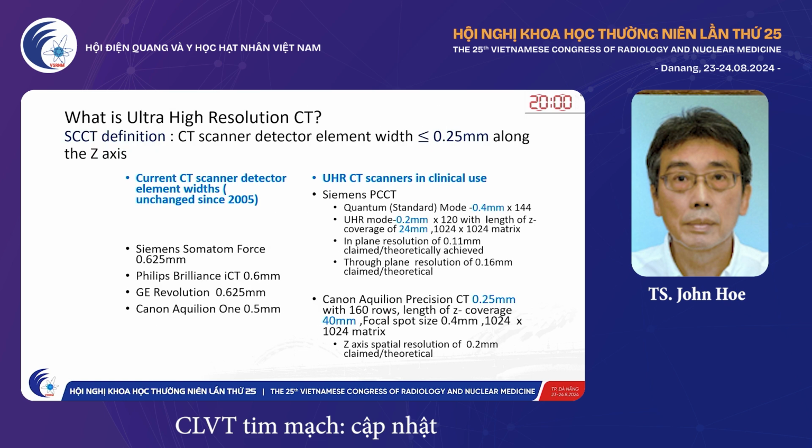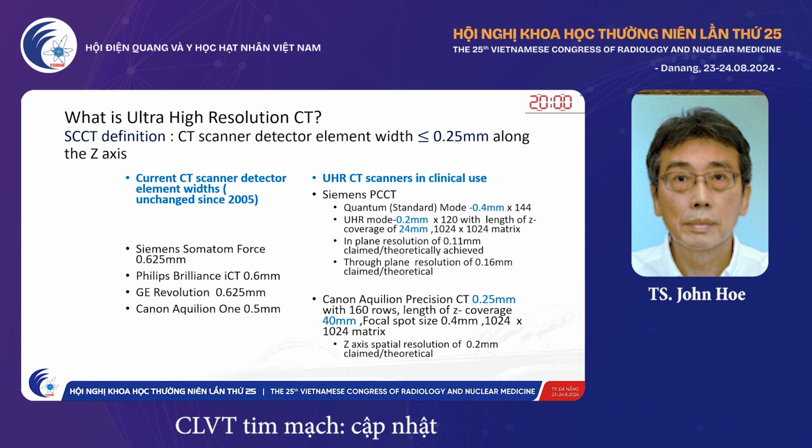So what is high resolution CT? The SCCT definition is a CT scanner detector element with less than 0.25 along the Z-axis. All the scanners that we are currently using have had detector width elements unchanged since 2005.